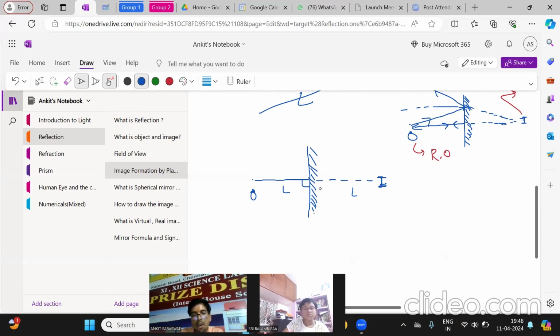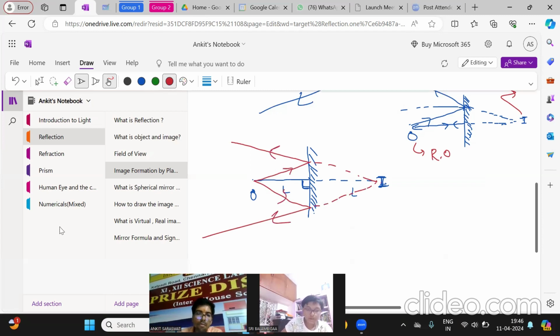Clear? Yes, sir. Always, as the first step to draw any image formed by a plane mirror, you should draw one line that is perpendicular to the mirror surface. You will draw like this. Now you got the image. Now if somebody asks for the ray diagram, that is very easy. How to draw the ray diagram? You already know the image. Just draw a ray diagram like this. Clear? Any doubt? No, sir. So you should write here.